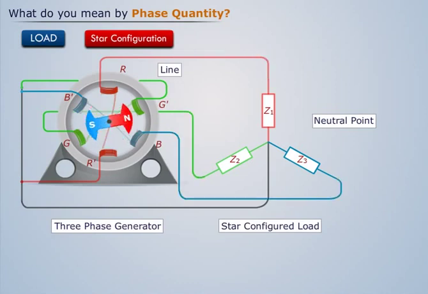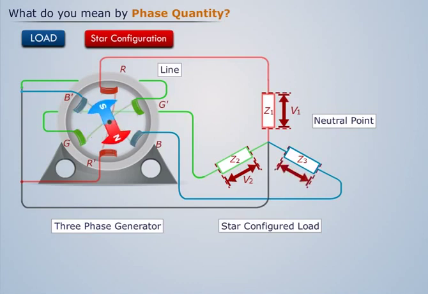Let's assume that the voltage across the loads Z1, Z2 and Z3 are V1, V2 and V3 respectively. Since the voltages V1, V2 and V3 are induced in each individual load, they are known as the phase voltages.